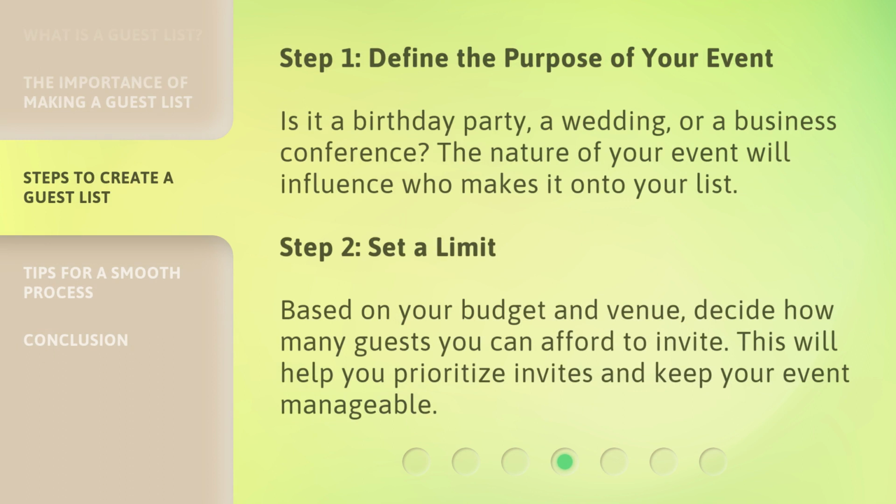Step 1. Define the purpose of your event. Is it a birthday party, a wedding, or a business conference? The nature of your event will influence who makes it onto your list. Step 2. Set a limit. Based on your budget and venue, decide how many guests you can afford to invite. This will help you prioritize invites and keep your event manageable.